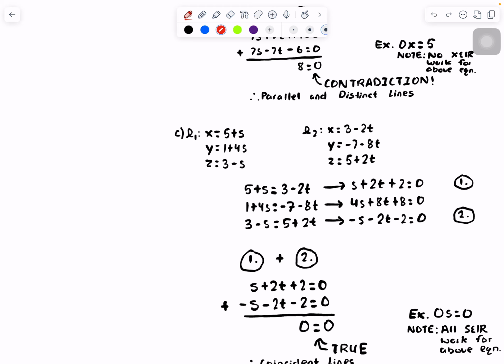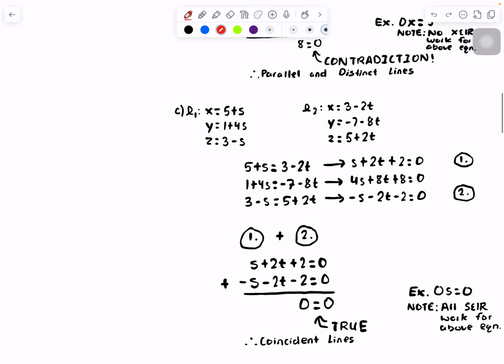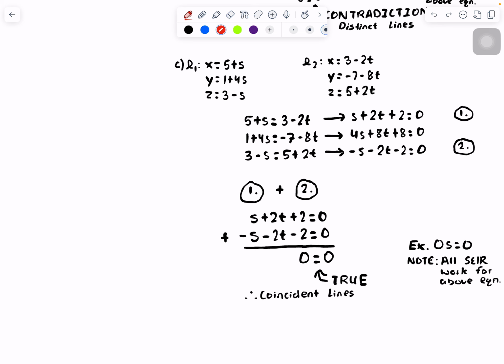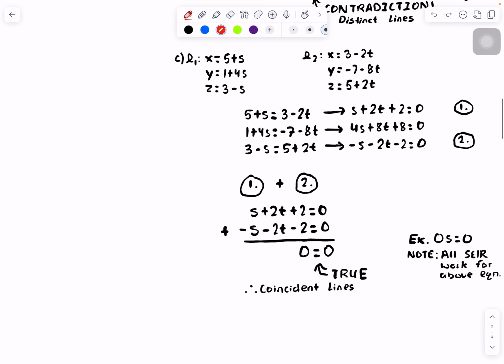Okay, so same deal. Now, I chose the two equations I'm going to do elimination with, 1 and 2 here. And then I realized that I have an s, and I can add it with a negative s to get rid of s. So when I do that, I end up with a mathematically true statement. 0 obviously does equal 0. Therefore, these lines are coincident lines.